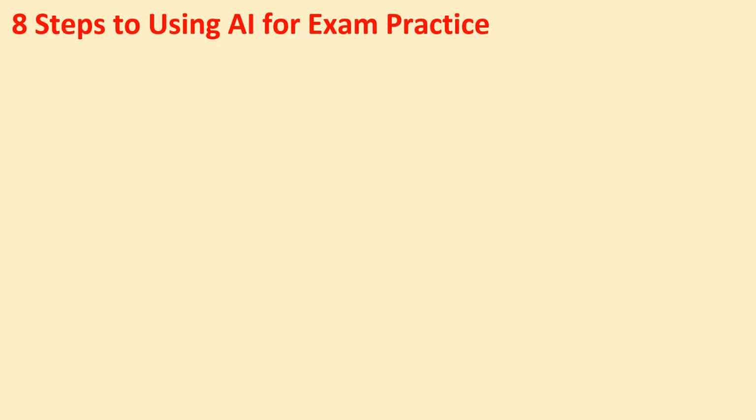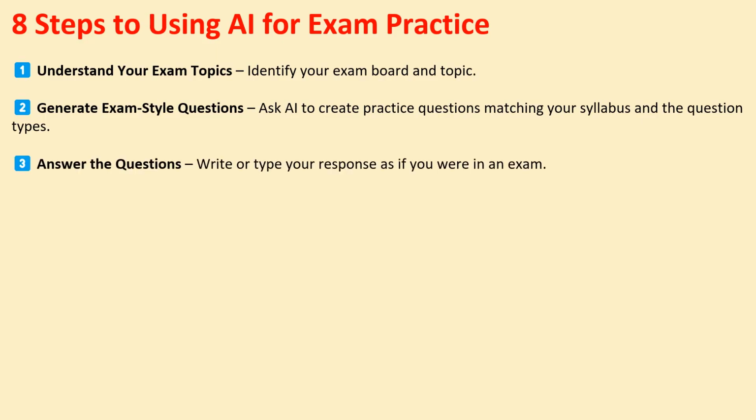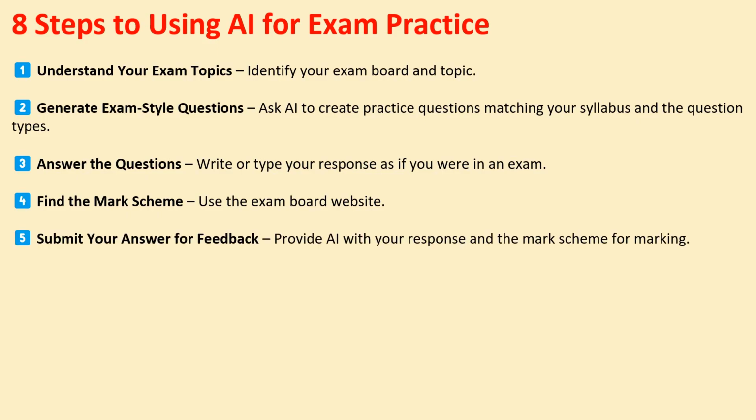So in summary, the 8 steps to using AI for exam practice in any subject and with any exam board are: step 1, make sure you understand your exam topics and identify your exam board and the topics that you're preparing for. Number 2, generate exam style questions. Ask AI to generate practice questions matching your syllabus and the question types. Number 3, answer the questions. Write or type your response as if you were in an exam. Number 4, find a mark scheme and use the exam board website, or ask your teacher if you need help with this.